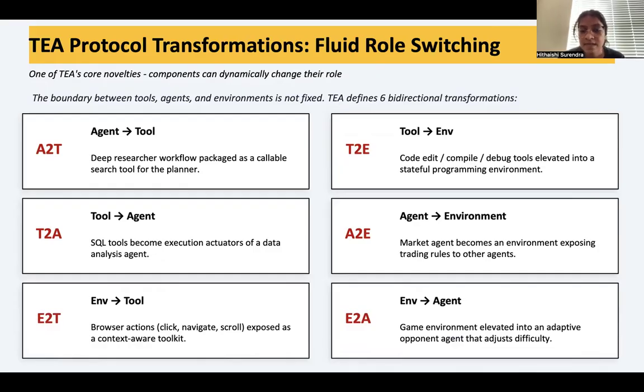T2E takes a collection of tools and elevates them into a stateful environment, like combining code edit and debugging into a single programming workspace. A2E basically encapsulates an agent as an environment, and it's useful for things like market simulation. And finally, E2A adds reasoning to an environment so that it can act as an adaptable opponent or partner.